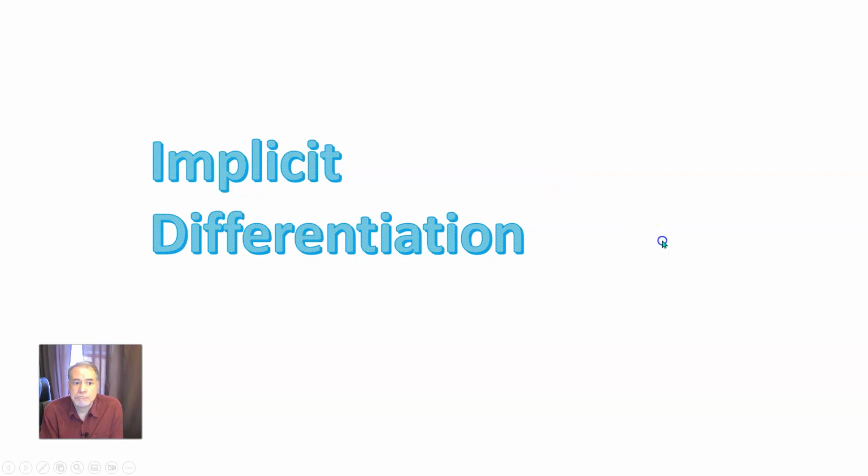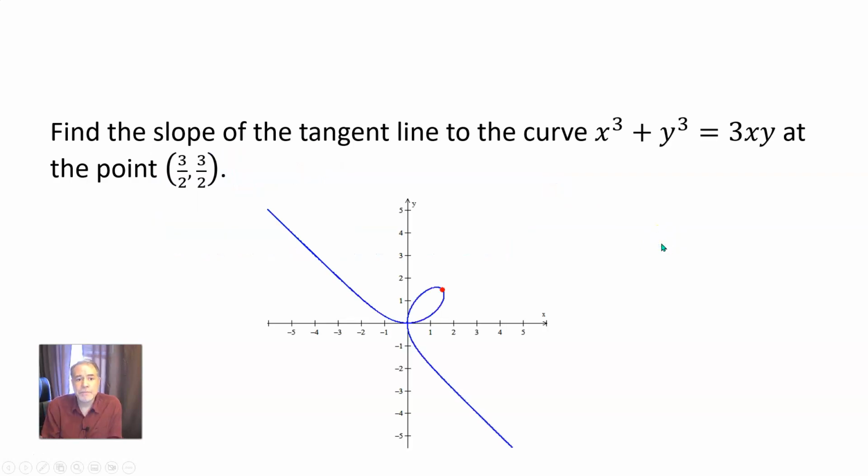So, first example for this video, find the slope of the tangent line to the curve x cubed plus y cubed equals 3xy at the point where x and y are both 3/2. Well, looking at the graph, it kind of looks like at that point the tangent line would be going sort of like this. It would have a slope of maybe -1. Well, let's work it out and see if that's what it actually turns out to be.